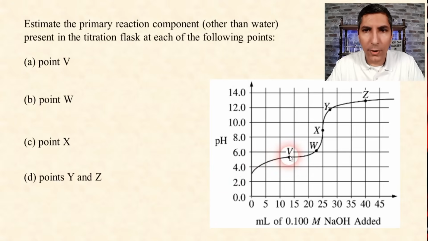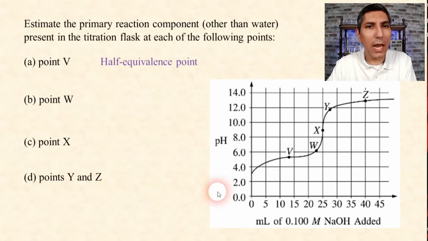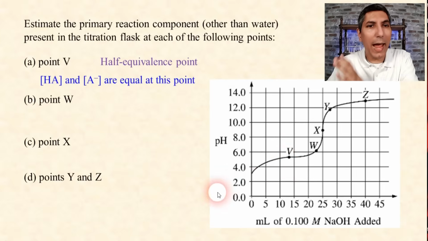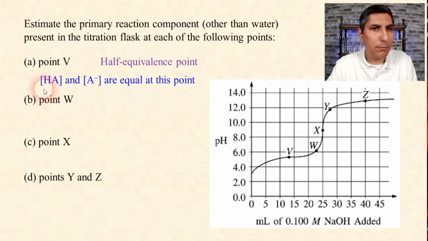Well, at point V, that's the halfway point. You need to realize that at that halfway point, you have the same amount of acid as you have of the conjugate base. Now, we don't know what the acid is, so I'm just going to use the generic HA here. But whatever it is, the HA and the conjugate base of that acid, A negative, are going to have equal concentration. So it's actually a tie at point V.